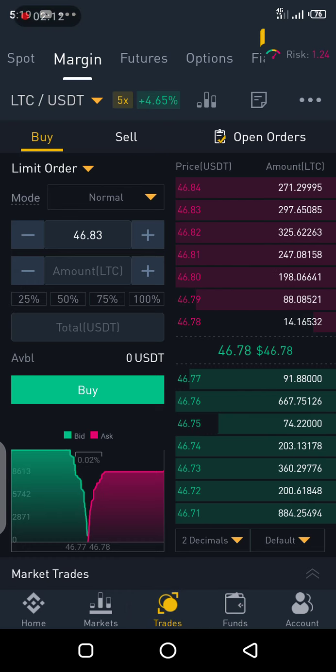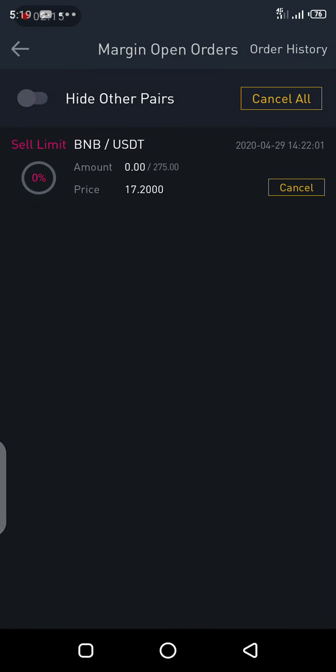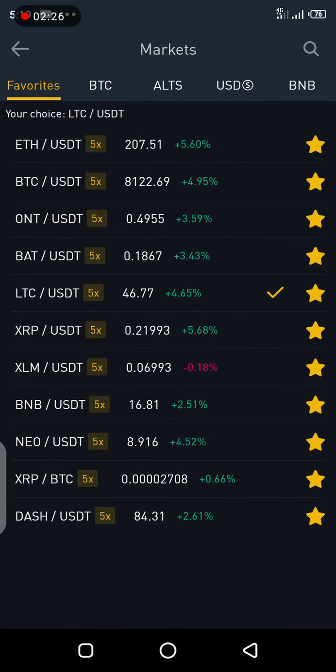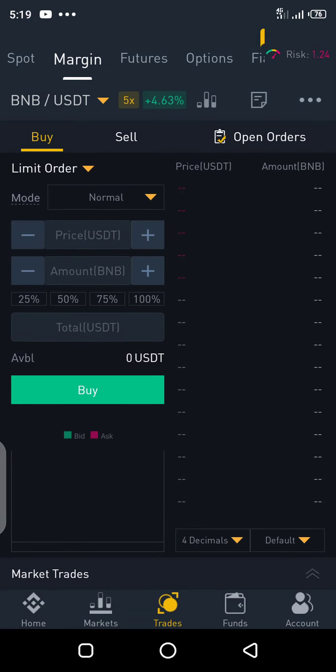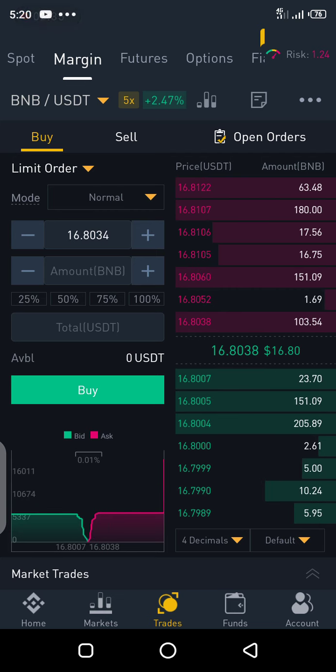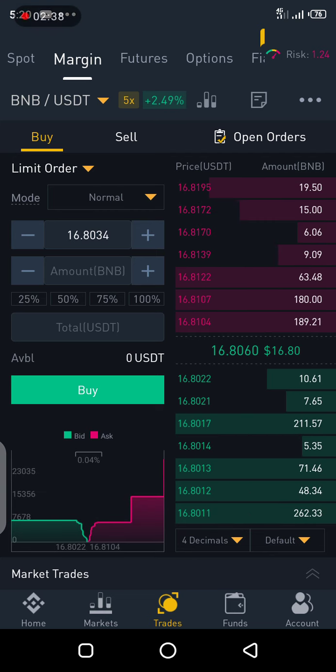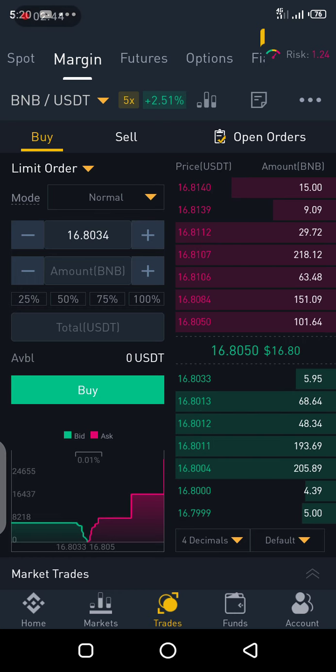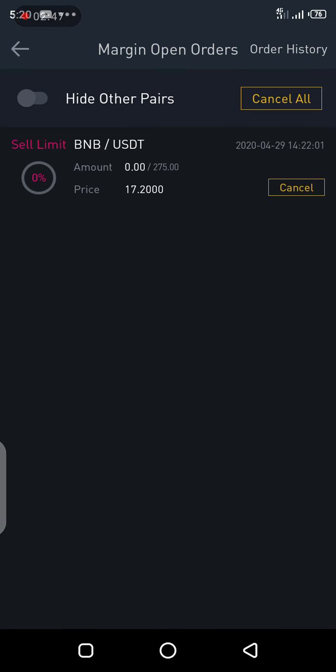So if I go to trade, open orders, still my trade is not yet live because the BNB price is still 16.8. When it goes to 17.2, my prediction is from 17.2 it will come down. So it has not yet touched 17.2. So my order is still open. If my order gets executed, you can see it in order history.